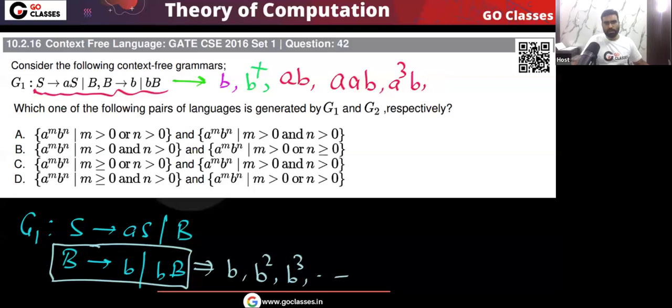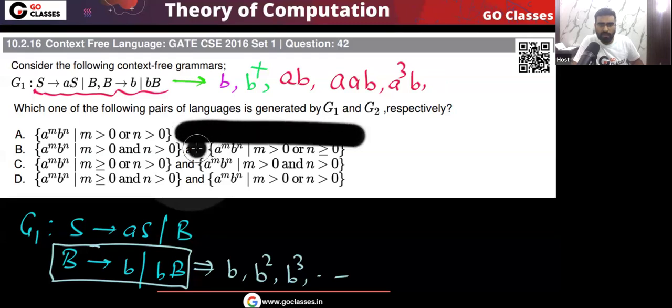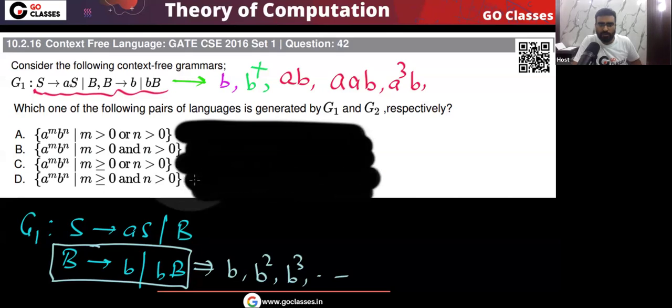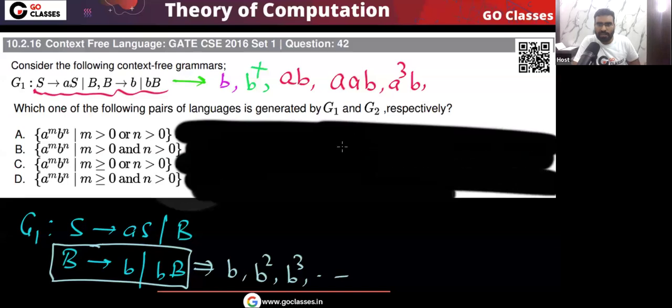Anyway, now let's see which options are gone. Tell me which options are gone. Let's only talk about G1. Right now, I am only talking about G1. So tell me, from these, which options you can eliminate? Let me know. We can easily see what option A is saying. Notice, option A says m greater than 0 or n greater than 0. Either m is greater than 0 or n is greater than 0. So from option A, I should be able to generate the string A.